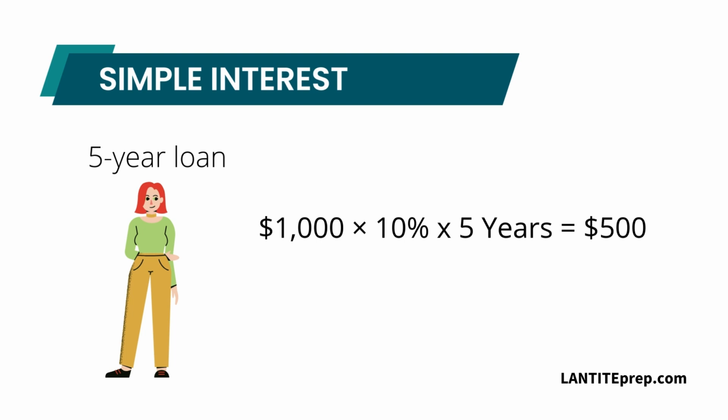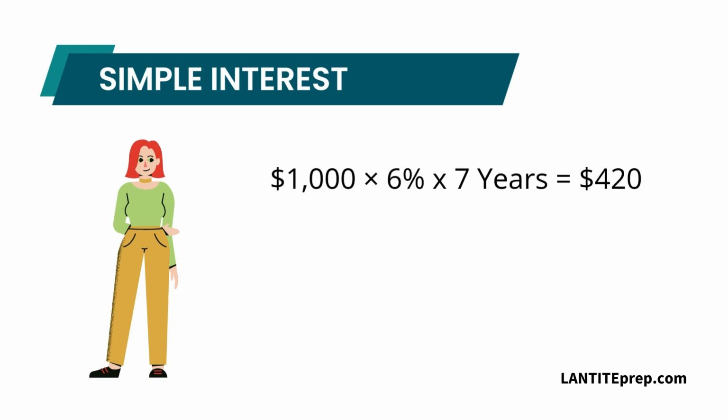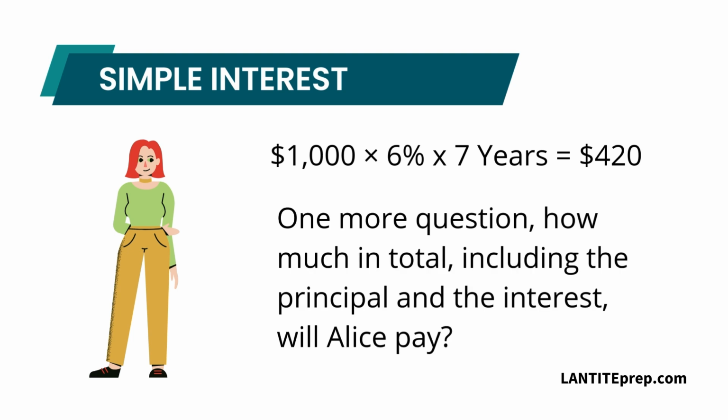And this time, let's change the rate of interest. What if Alice borrows $1,000 for 7 years at 6% simple interest? How much of only the interest fee will she pay? Pause the video here and use what you've learned so far to solve this. Then come back for the solution. Alice borrows $1,000 at a 6% interest rate for 7 years, and the interest that she'll need to pay is $420.